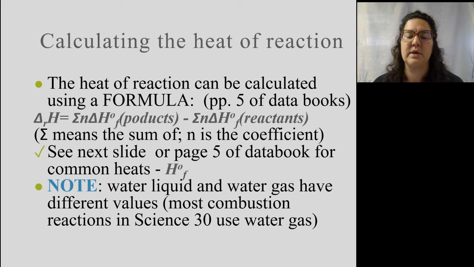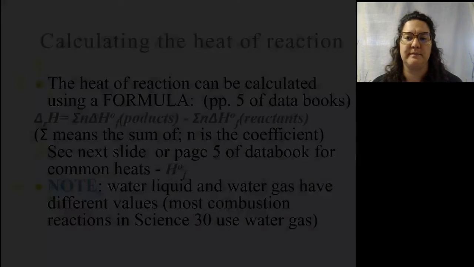So the first thing you have to do to calculate the heat of a reaction is to ensure your chemical formula is balanced. So important to note that water liquid and water vapor have different values. And most of the combustion reactions in Science 30 are going to produce water vapor. So just double check that as you're going through your equations.